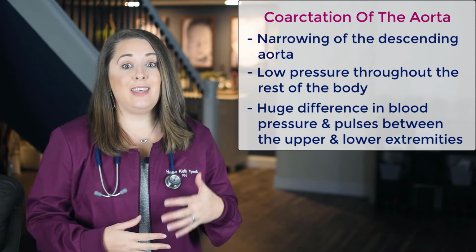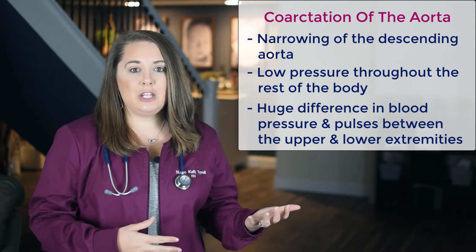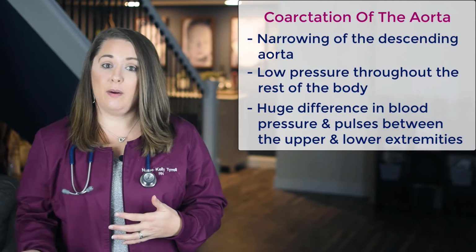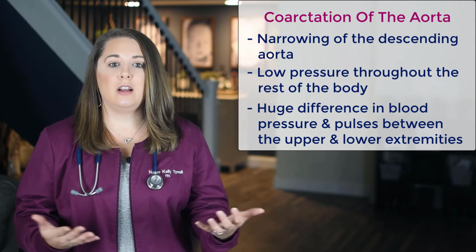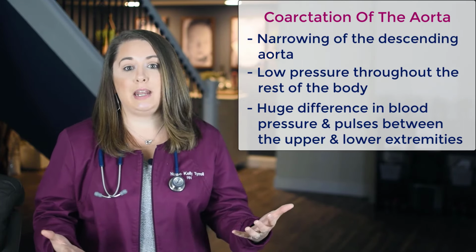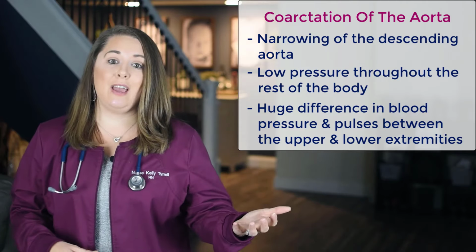So the first defect that causes a restriction in ventricular blood flow is known as coarctation of the aorta. The term coarctation means a tightening or a narrowing. So just like the name suggests, this is a narrowing of the main artery that supplies blood to the entire body, which is that descending aorta.